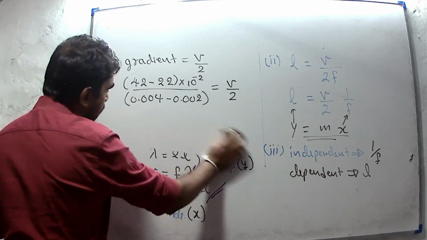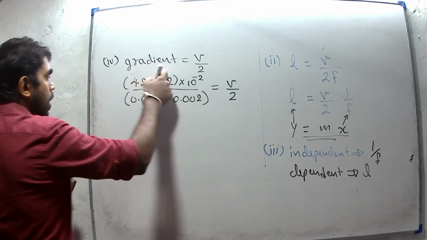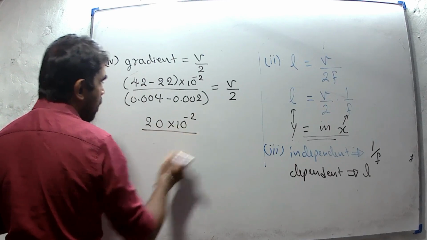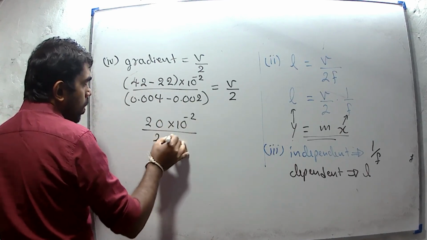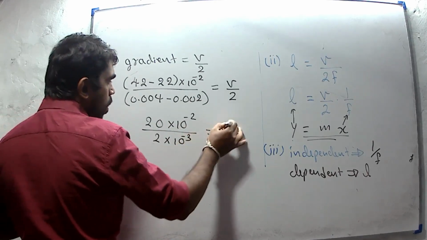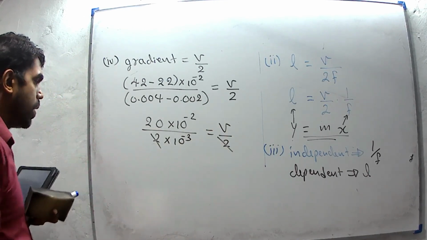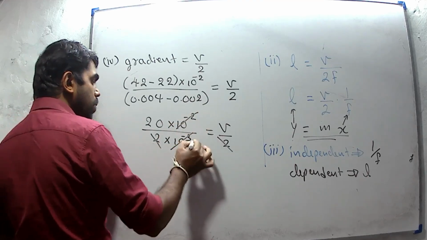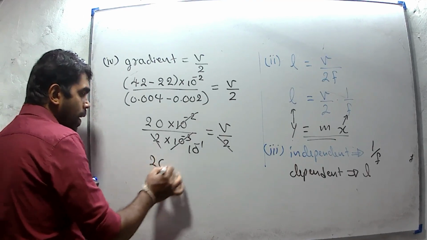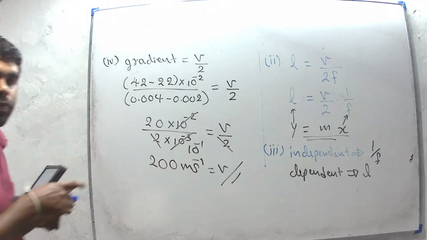Now we have to find the value by simplifying. Value of V. 42 minus 22, 20, multiply by 10 to the power minus 2, divided by 4 minus 2, 2, multiply by 10 to the power minus 3, equals V over 2. Then I will cancel out this 2 and 2. 10 to the power minus 3 and 10 to the power minus 2. Then 10 to the power minus 1, we can bring 10 to the power minus 1 to the numerator as 10 to the power 1. Then 200 meters per second is the velocity of sound.